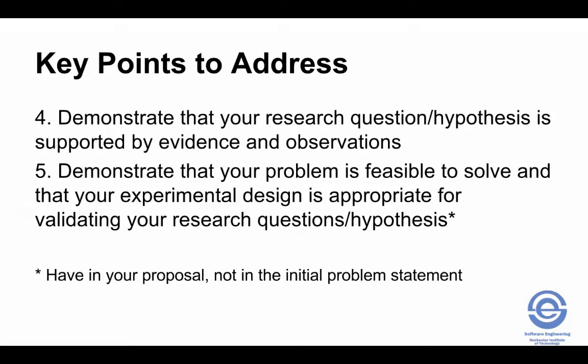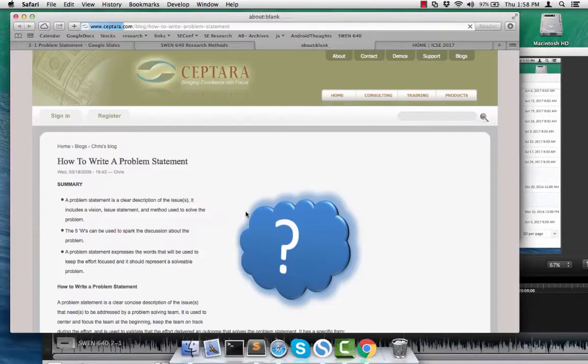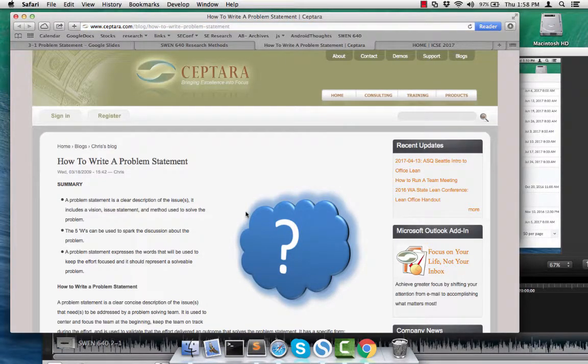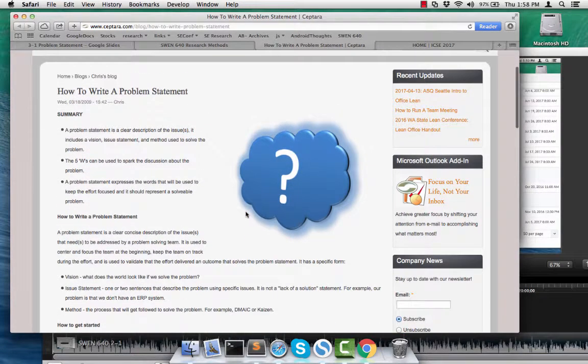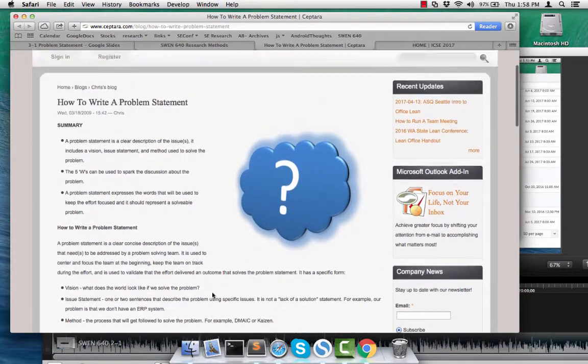Okay. So there are a lot of good resources out there towards writing a good problem statement. So I have linked to one. This is one linked on, I think it's pronounced capatra.com, and it discusses how to write a good problem statement. And like I said, there are many, many websites out there that discuss how to write a good problem statement. But I think this website is a very good resource for you to use.